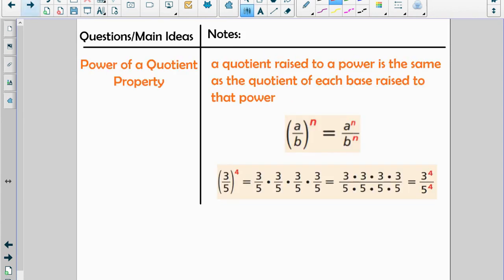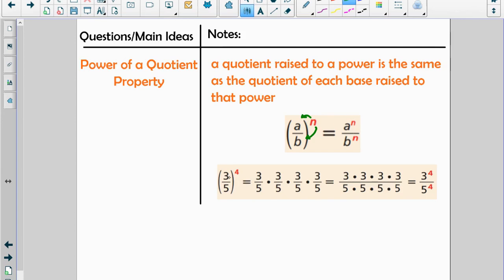Let's look at our second property, called the power of a quotient property. This says that a quotient, in other words, like a fraction, so it's 2 things being divided, that's a quotient, when it's raised to a power or an exponent, that's the same thing as taking that quotient of each base raised to the same power. This is kind of like the distributive property again. We're distributing the exponent to the numerator and to the denominator. So both the top and the bottom of that quotient, that fraction, get the same exponent.